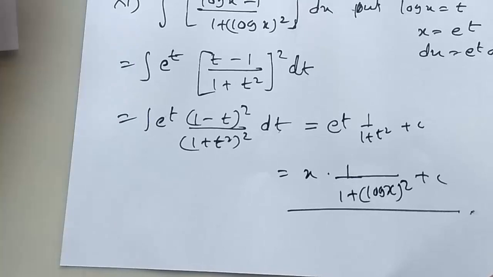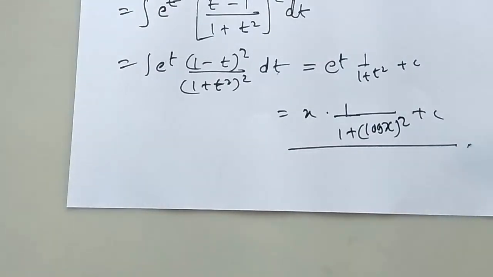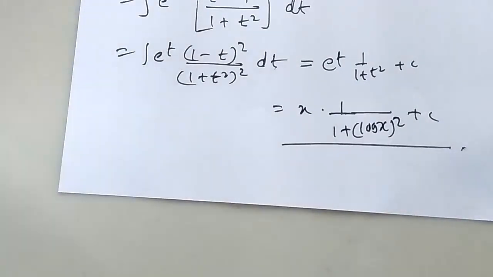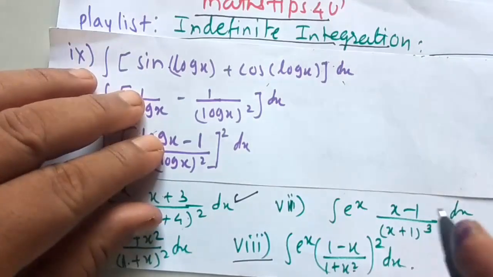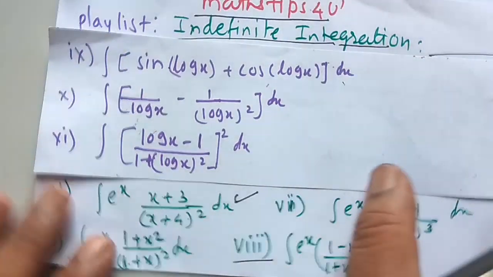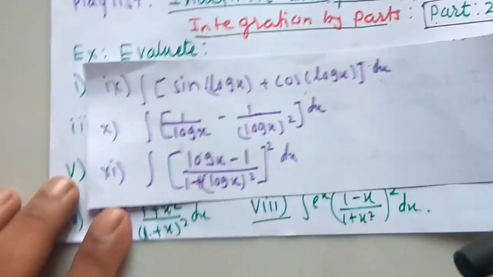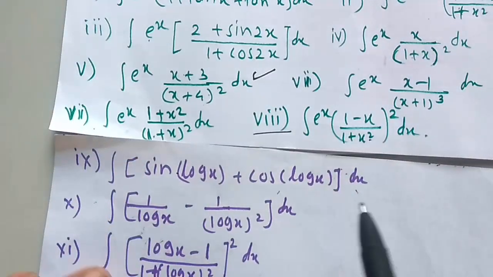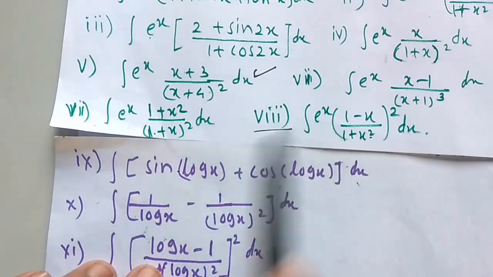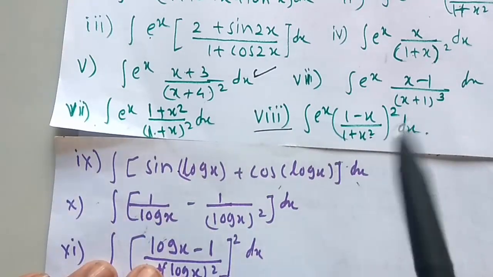In this way, we have solved the examples of the type integration of e raised to x (f of x plus f dash of x) dx is equal to e raised to x into f of x. So we have covered all these examples under this form.